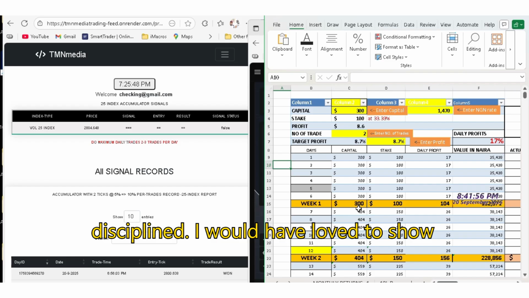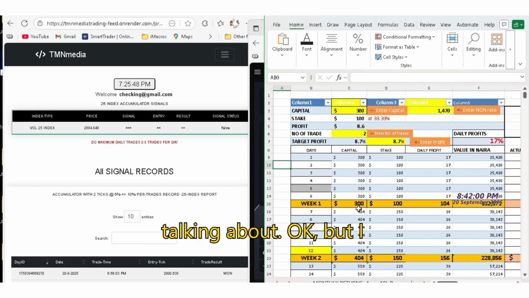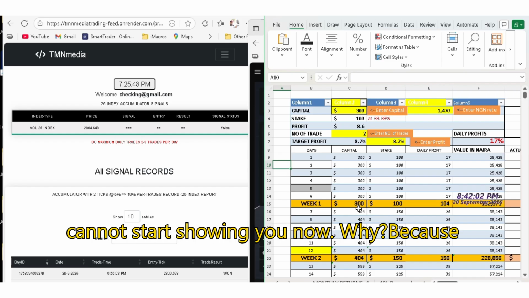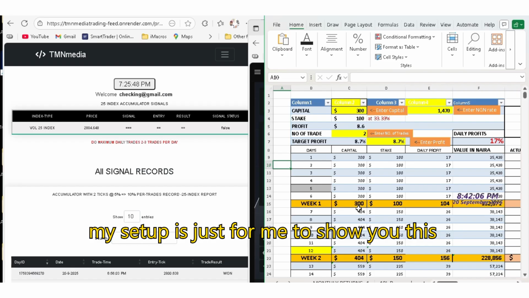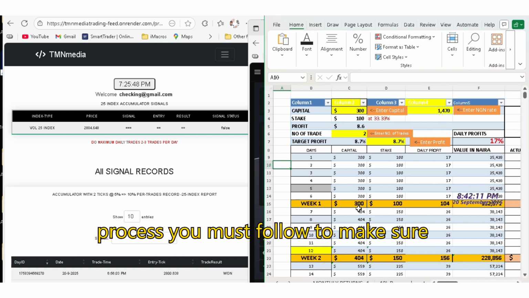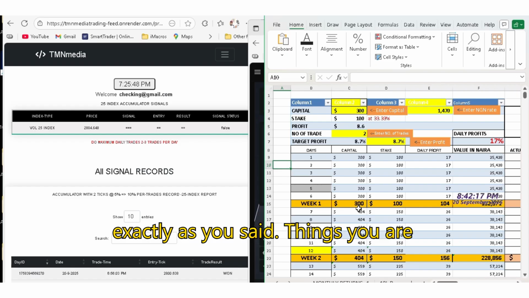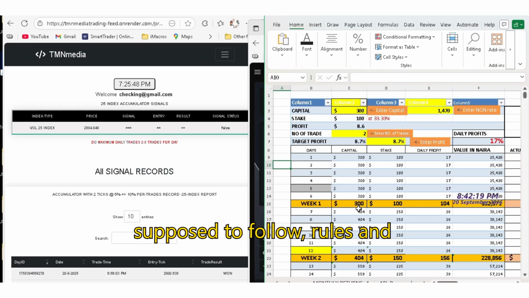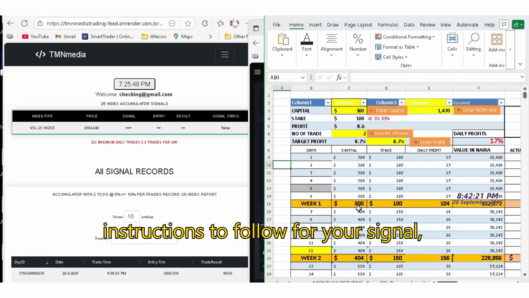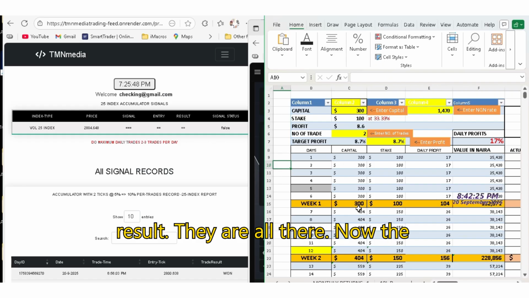I would have loved to show my face so that you see what I'm talking about. But I cannot start showing you now, because my setup is just for me to show you the screen.